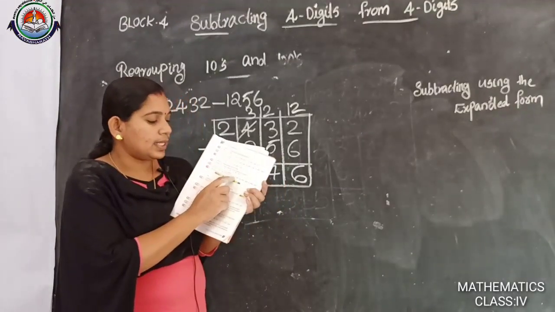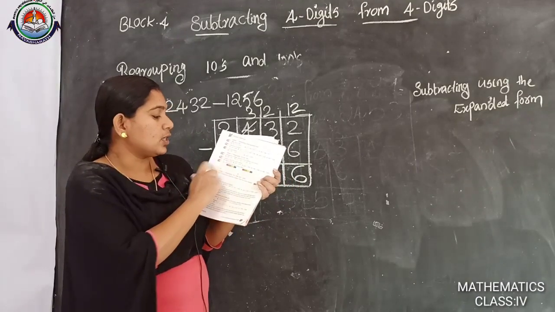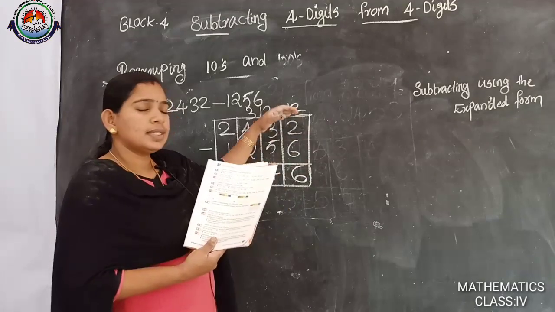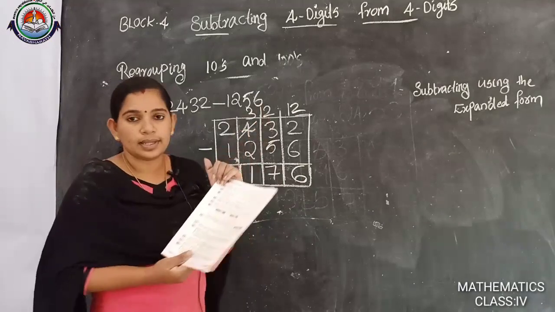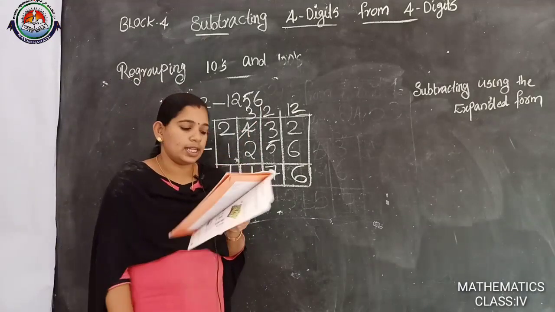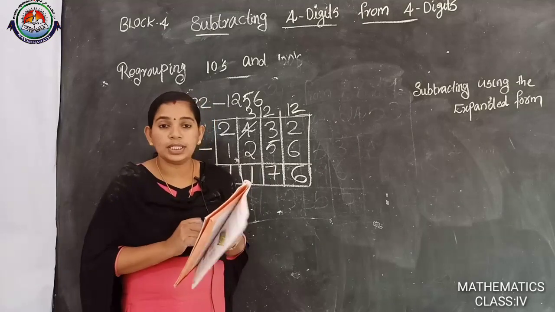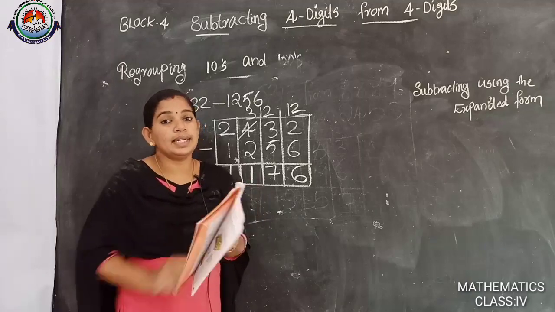question numbers B, C, D, E. And also the first question: arrange the numbers using the column method and subtract. Same method here, only 3 digits. In this case, 4 digits are there. Then the third question: fill in the box with the missing digits.